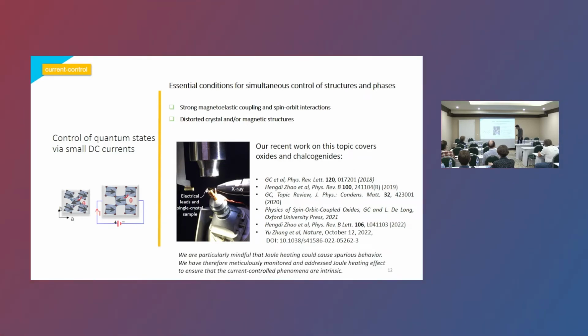The other thing I want to emphasize is Joule heating. This is something that is always there, so we are very mindful that Joule heating has to be addressed. We want to make sure that everything we have seen is intrinsic, not spurious behavior. This community has had some bad, unfortunate examples before, so we have been very careful in addressing Joule heating.